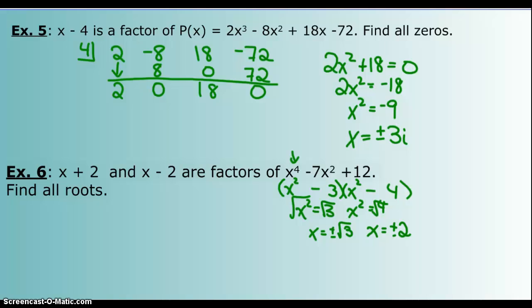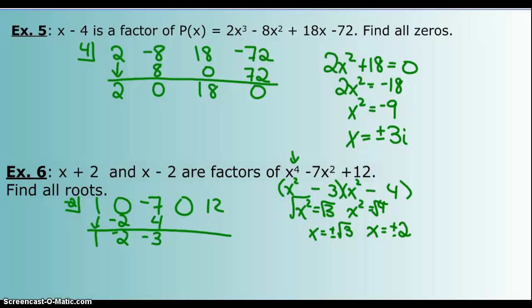Now let's just go through and do the synthetic as well. So you're going to start with, first, you have a negative 2 as a root, and then 1, 0 for the cube term, negative 7, 0 for the x term, and the 12. And I have 1 times negative 2 is negative 2, negative 2 times negative 2 is positive 4, and then I'm going to get negative 3 times 2 is positive 6, drop the 6 down, and look at that, magical 0.